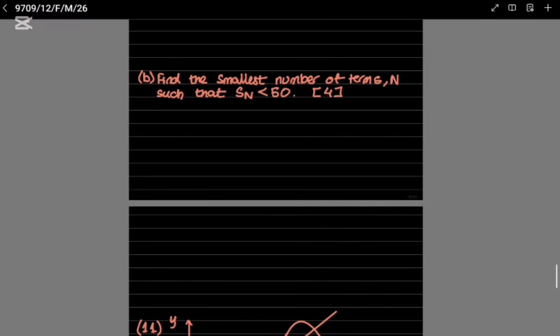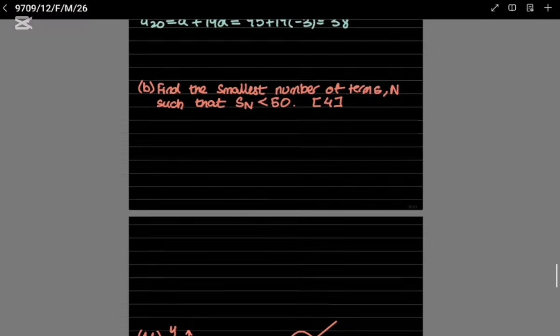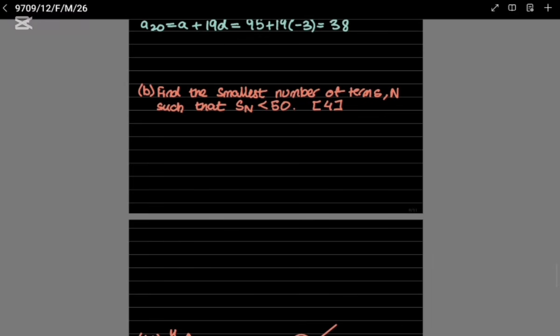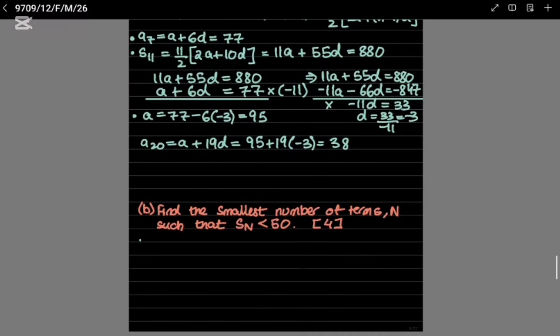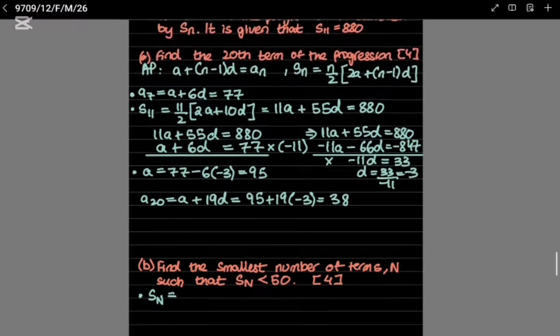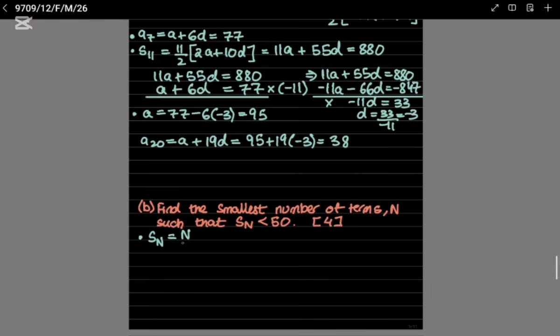Part B. Find the smallest number of terms n such that the sum of the first n terms is less than 50. So we know that S of n is equal to n over 2 into 2 times a. What is a? a we found out to be 95 plus n minus 1 times d. So d is minus 3, okay? Yeah, minus 3. And this should be less than 50.